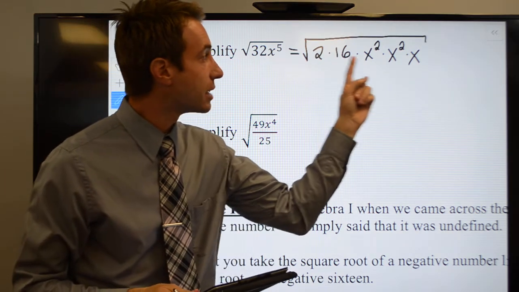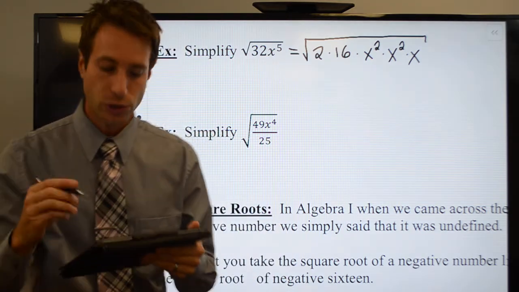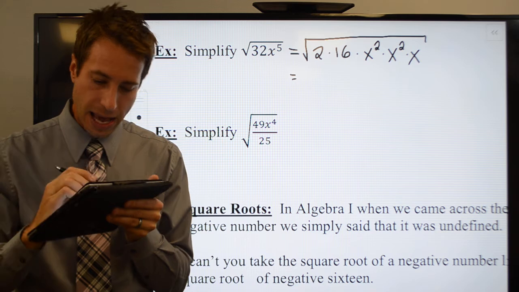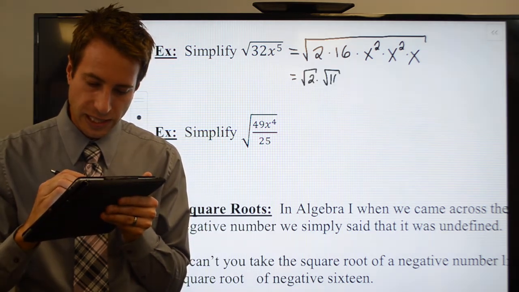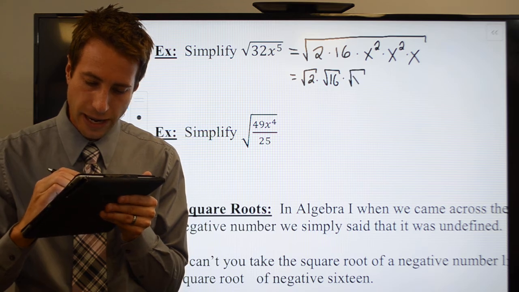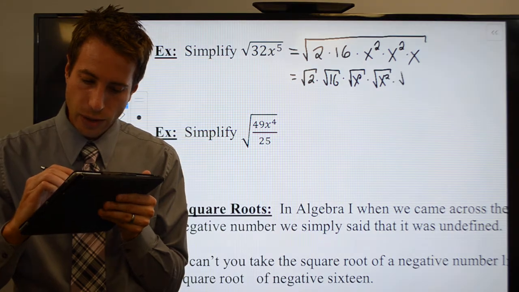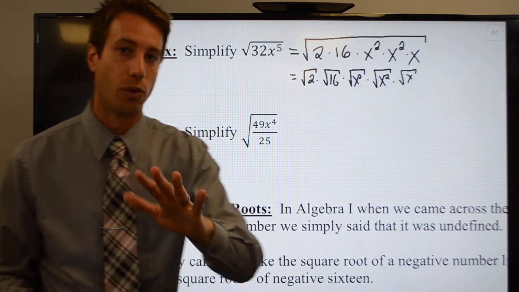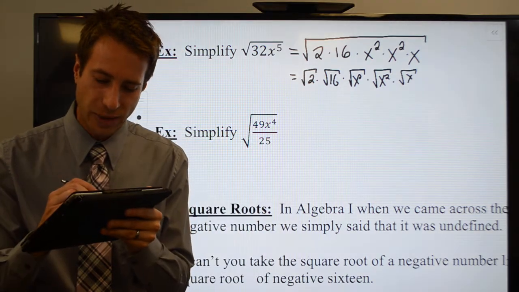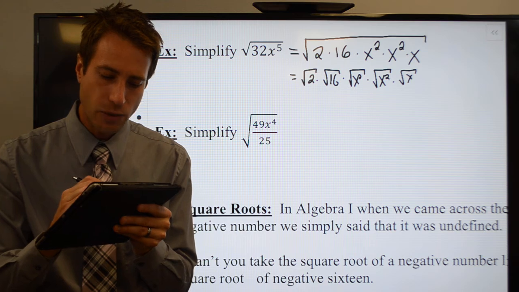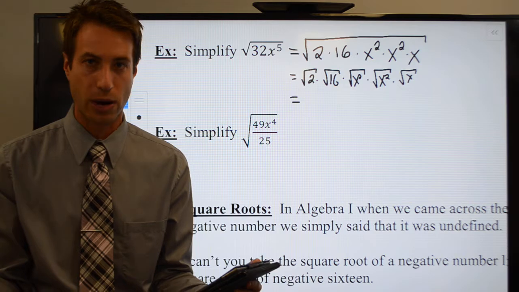But the nice thing about writing it this way is that I have all of these multiplied out. So I can use that product property of radicals to split all of these up and take the square root of 2 and the square root of 16, the square root of an x squared, the square root of another x squared, and the square root of an x. Well, this works out really, really nice. There's nothing I can do with that. I can't take the square root of 2. Well, I can, but it's an irrational number, meaning it's a non-repeating decimal, so we're just going to leave it as the square root of 2.